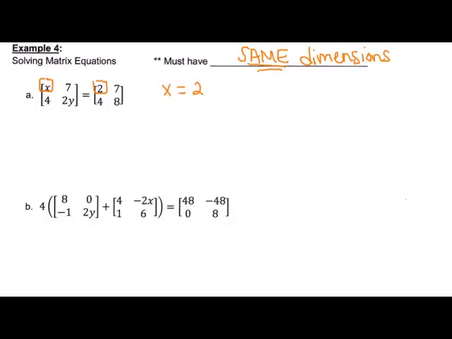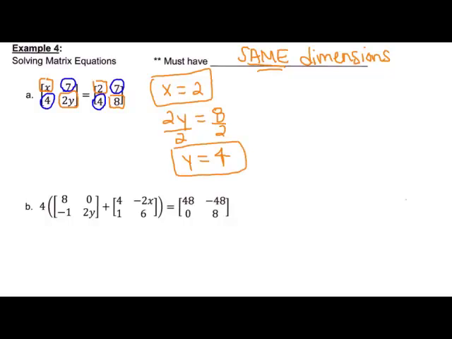Notice that column 2, we have 7 equals 7, which we know is true. And we have 4 equals 4, which we know is true. Then if we look at the last entry in our matrix, we have 2y equals 8. So if 2y equals 8, to solve for y, we just divide by 2, and y equals 4. So in this matrix, x equals 2, and y equals 4.